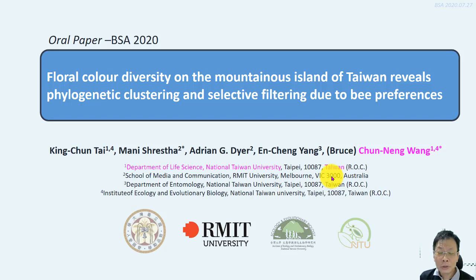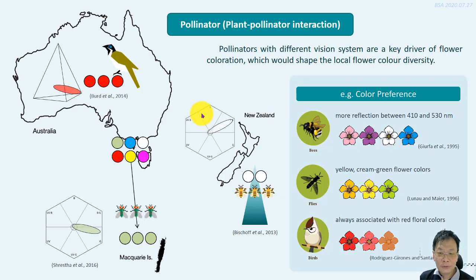Today I'm going to share what we found in Taiwan about flower color diversity, which reveals some selective filtering due to pollinator preference. Let me introduce you first.